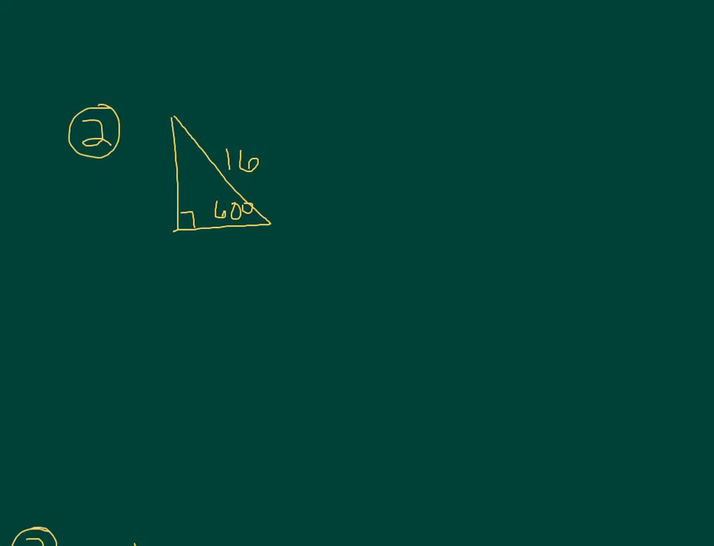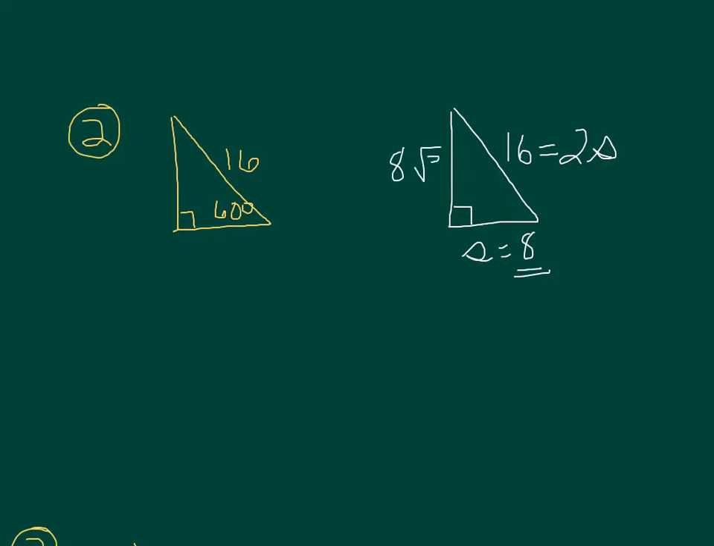Now, what if I give you the length of the hypotenuse? Well, the length of the hypotenuse, I know, is twice the length of the short side. So if 16 equals 2s, then s must equal 8. And everything depends on the length of the short side, so I know my long leg is 8 times the square root of 3. Is it really that simple?